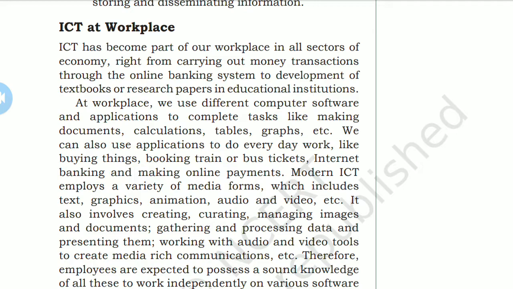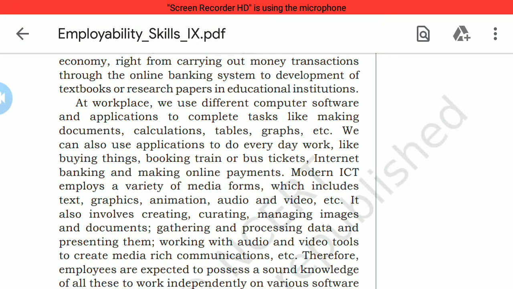ICT has become part of our workplace in all sectors of economy, right from carrying out money transactions through the online banking system to development of textbooks or research papers in educational institutions. At workplace, we use different computer softwares and applications to do tasks like making documents, calculations, tables, graphs.